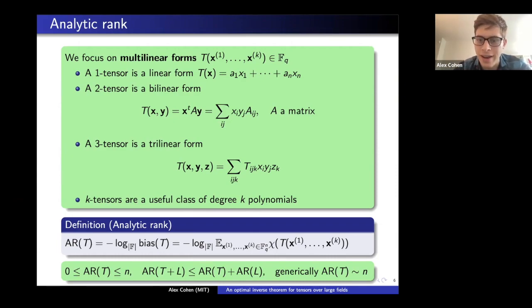I'm just going to sit here for a second so people can digest these definitions.